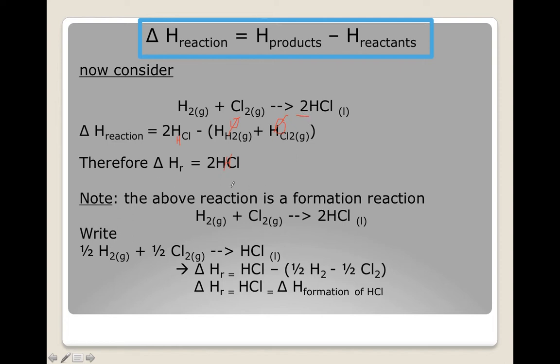In the above reaction, what we see is that this is a formation reaction. We took two different things in their elemental state and we created a new molecule. If you write it like this, 1/2 H2 plus 1/2 Cl2 to give us HCl, we have 1 mole here. So our change in enthalpy of the reaction, 0, 0, is actually the same as our heat of formation of hydrogen chloride liquid.